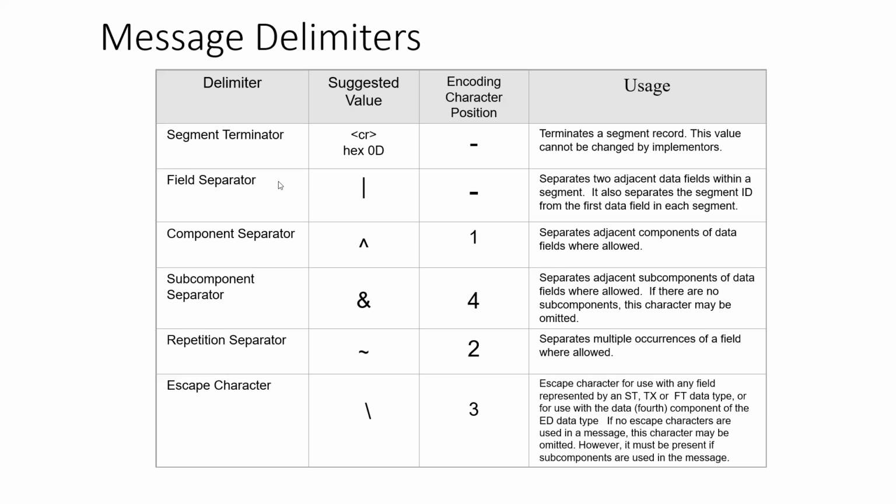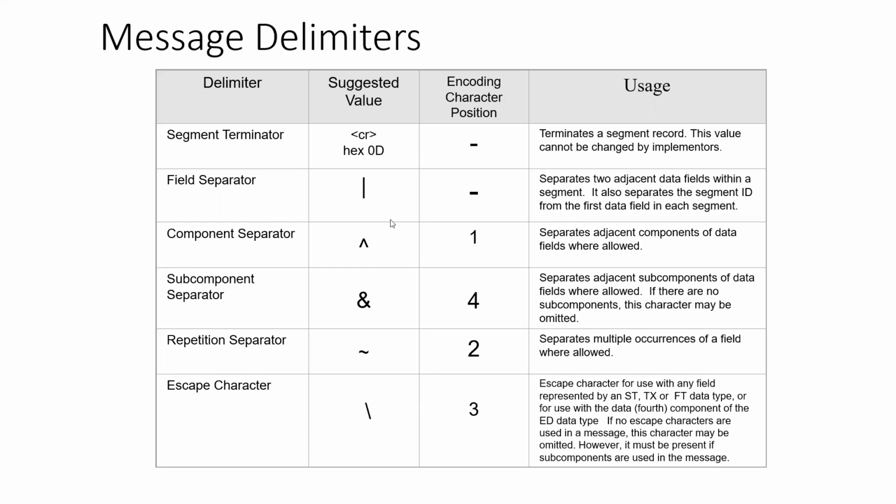First one is the segment terminator. This can be compared to the full stop of the English language. As the full stop ends a certain sentence, similarly, every segment terminator will conclude a certain segment in the HL7 message structure. The field separator can be compared to the space between two words, how two words are separated with the help of a space, right? Similarly, in an HL7 segment, two different fields are separated with the help of a symbol called the pipe, a vertical line, and that will separate two different elements or fields.